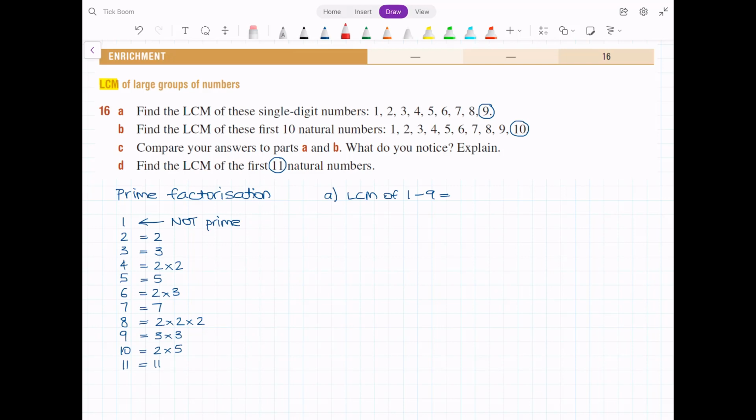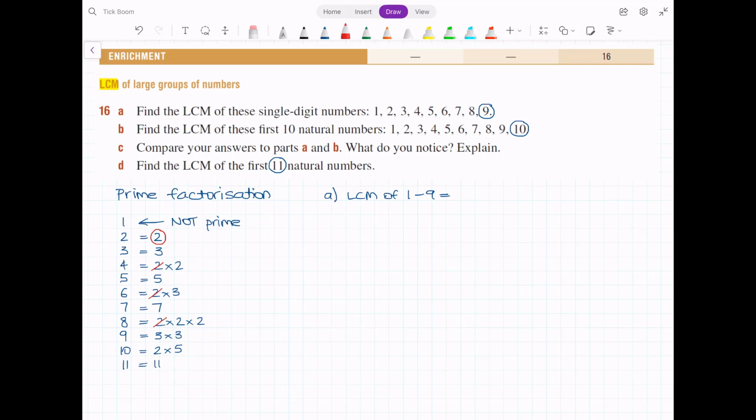So here, for the number 2, that's the first time 2 appears in one of the factorizations. It appears again for the first time in 4, so we'll cross out the first 2 that happens in 4. It appears in 6, and it appears in 8. It also appears in 10, but for part A we're only going up to 9, so that's where we can stop.